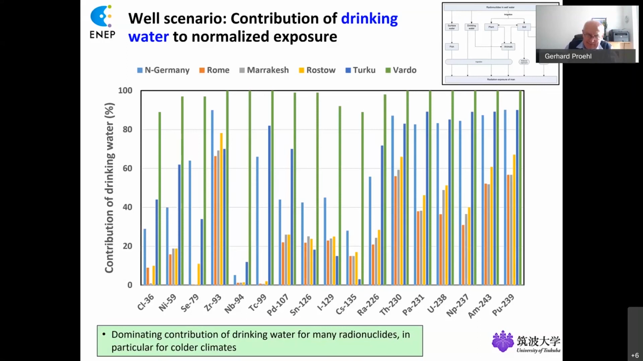And this importance of drinking water is also important when we look at the overall results, because drinking water is something which everyone has to consume, and everyone in similar amounts. So this reduces the overall variability of the results.